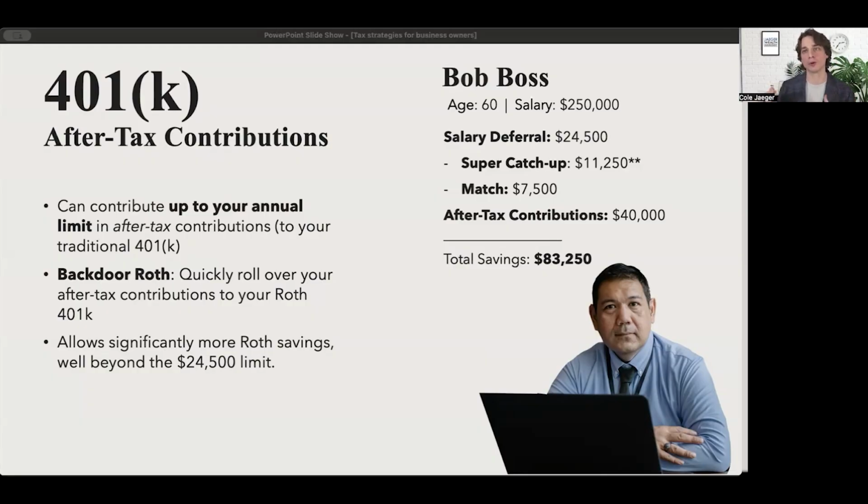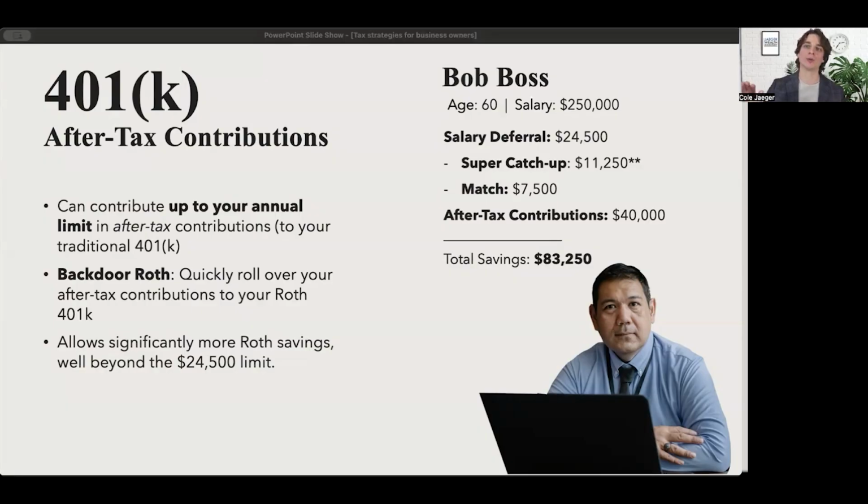So how this works is you contribute any amount you want up to your annual limit in after-tax dollars. So if you only hit $40,000 of contributions that year, you can fill up the rest of your annual contributions up to that limit in after-tax dollars. And then this has to be done quickly. You can roll over that money to your Roth 401k, and that's the backdoor Roth opportunity. It's very simple, but it comes in handy if you really like those Roth savings.